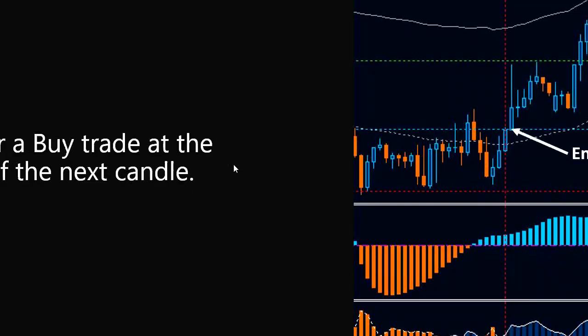Right. Now we're going to enter a buy trade at the open of the next candle. Once those three conditions have been met, price is closed above the middle TMA line, we have a blue bar on the upper or next indicator and on the bottom indicator, then we set up for the buy trade.